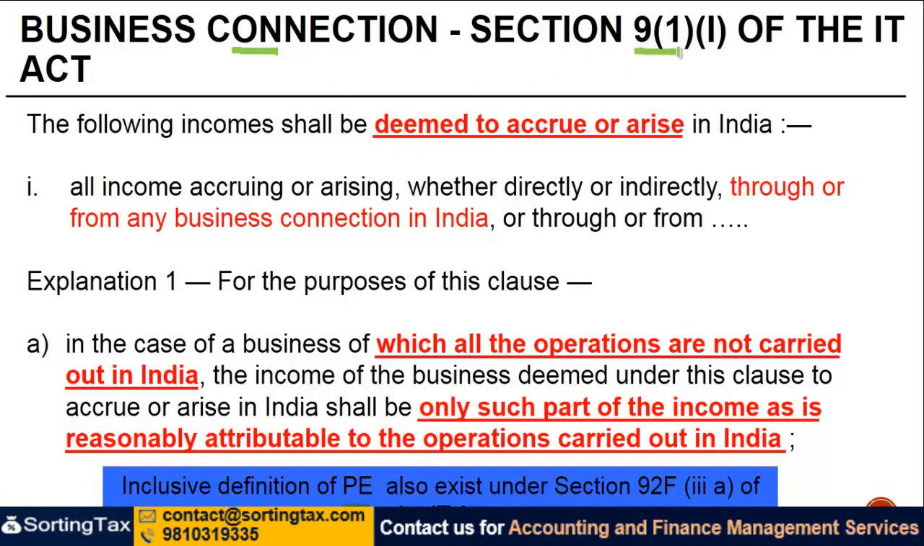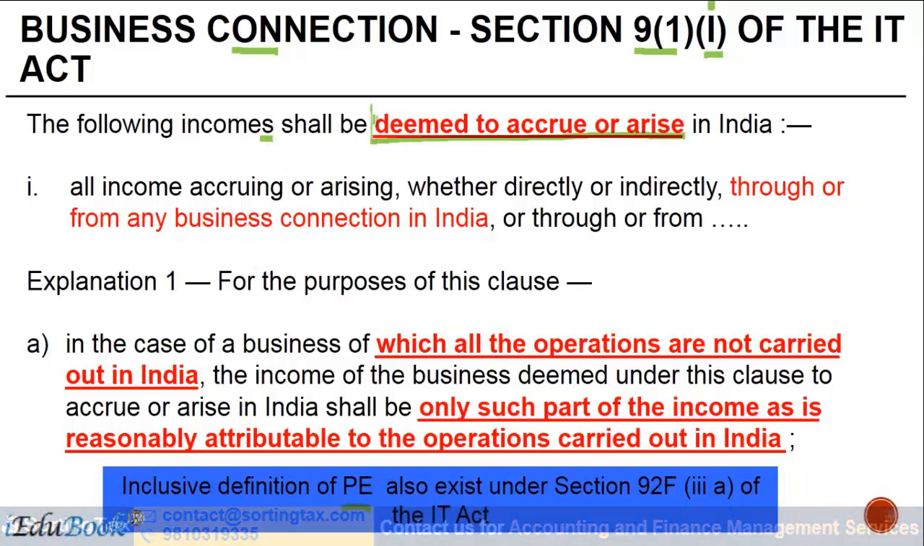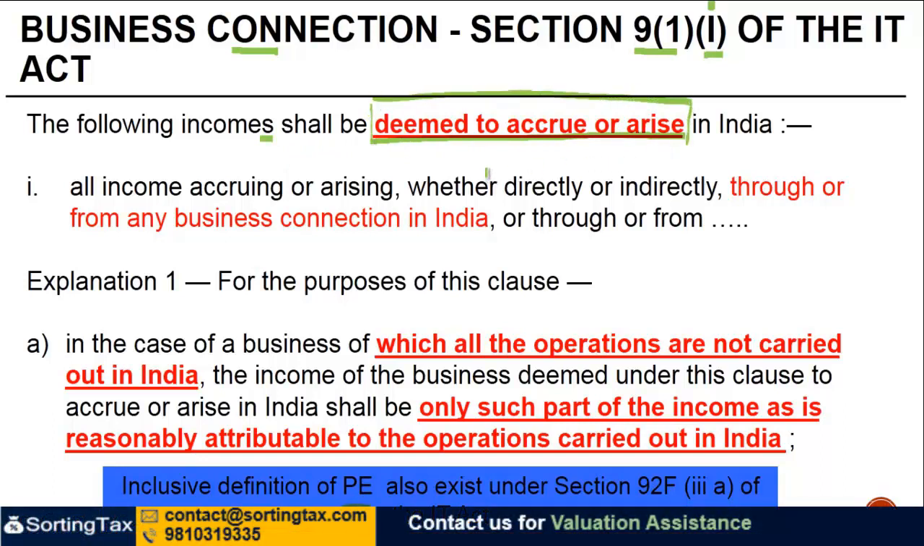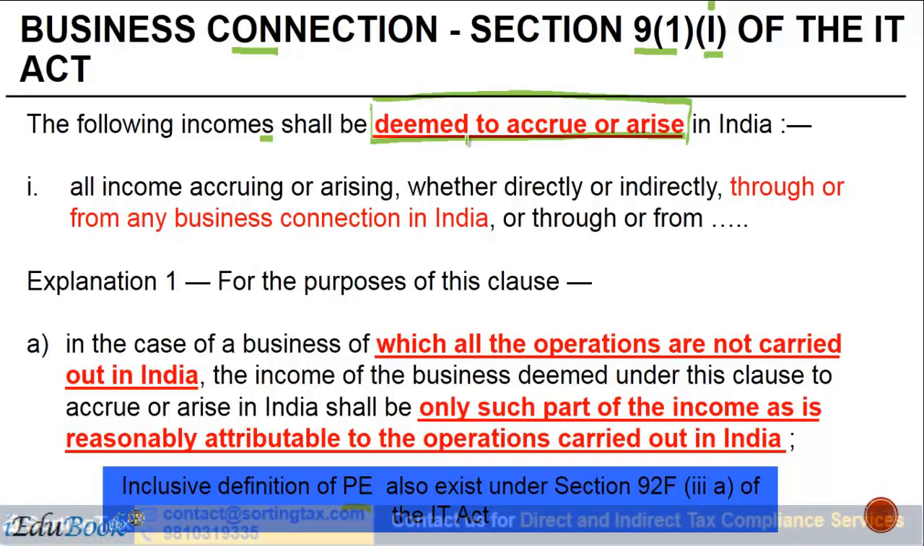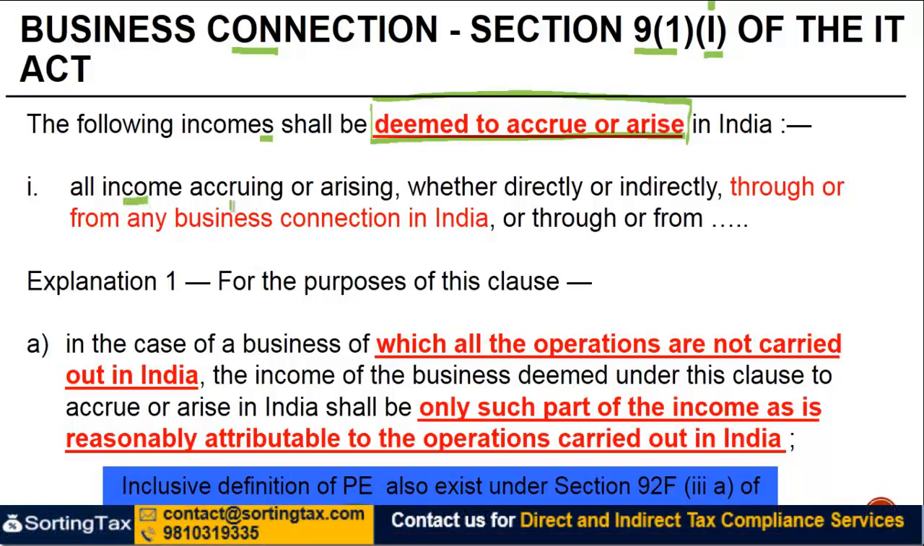Section 9(1) of the Income Tax Act deals with this. The following incomes shall be deemed to accrue or arise in India. The use of the words deemed to accrue or arise in India indicates that even if the normal accrual or arising is not in India, by virtue of the common law relating to accrual or arising, by virtue of the application of this clause, it shall be deemed to accrue or arise in India. All income accruing or arising, whether directly or indirectly, through or from any business connection in India.